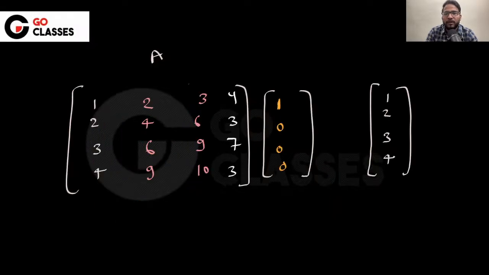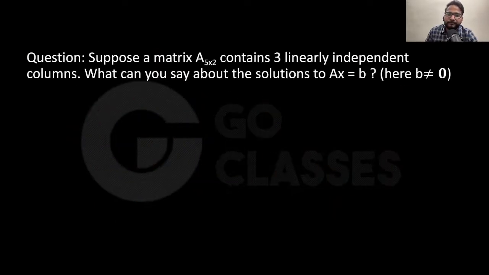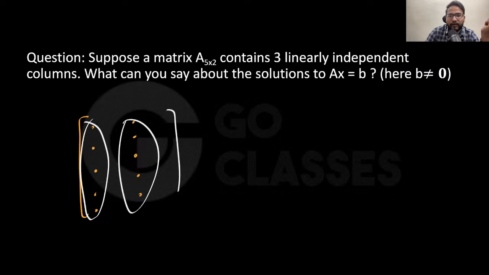Cool. Let's go to this question now. What are they saying? Suppose a matrix A contains three linearly independent columns. Okay, A is 5 cross 2, which means 5 rows and 2 columns. 5 rows means all the column vectors will be in R5. So I basically have two vectors in R5, so this is in R5. Sorry, it says it contains 3 linearly independent columns. I think this should be 2, because there are not even 3 columns. So I think this should be 2. Yeah, let's just take it as 2.